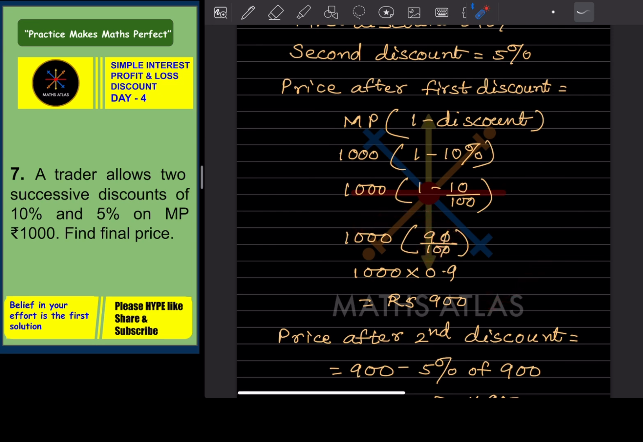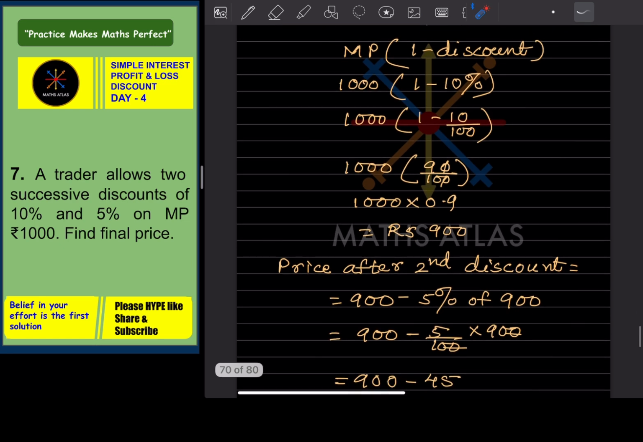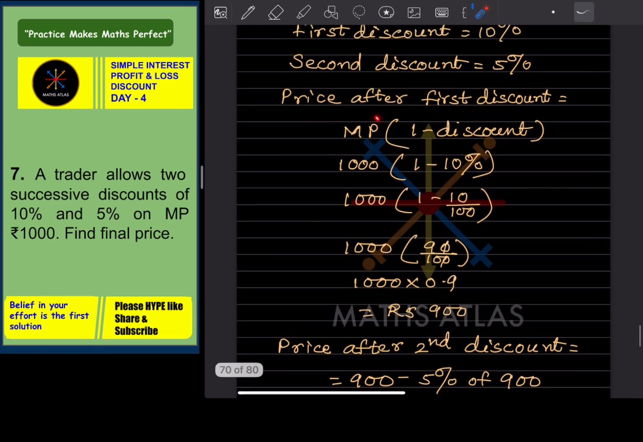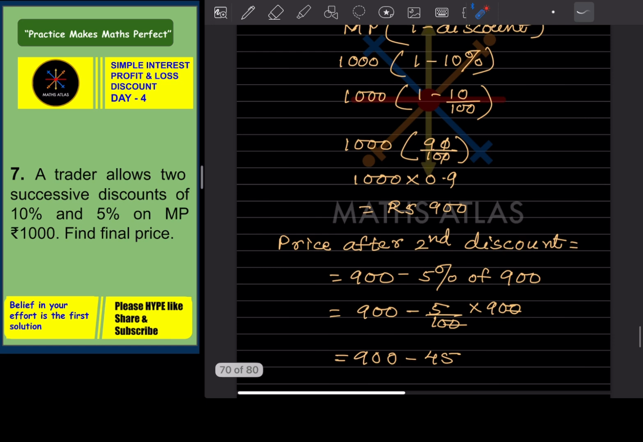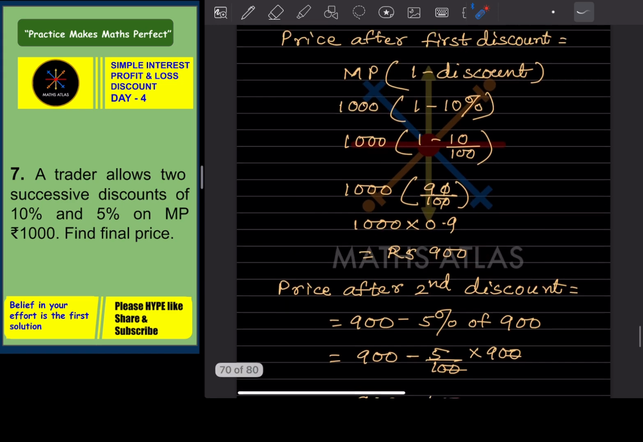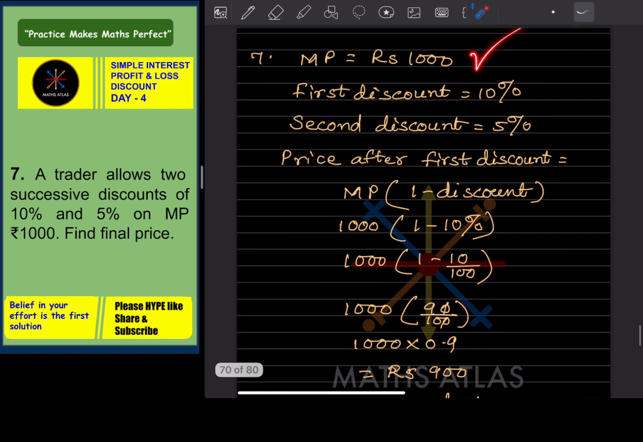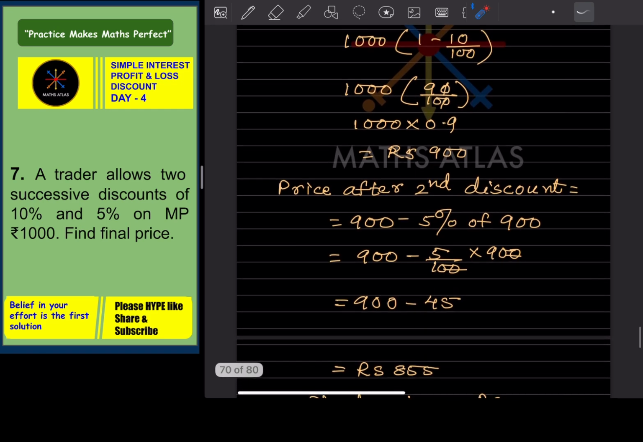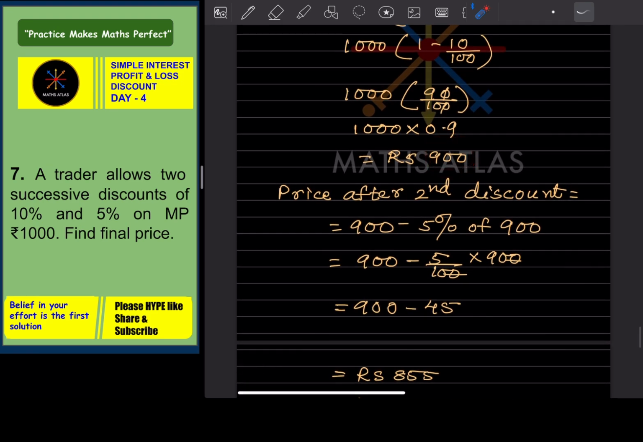Now the price after the second discount. See here, the mark price was 1000 here. Now we are going to consider this 900 as the mark price, because the first discount was 10%. So now we consider this 900 minus the second discount, which is 5%.